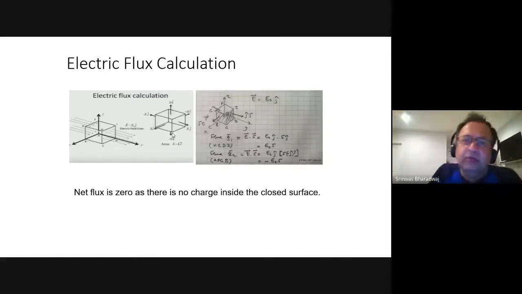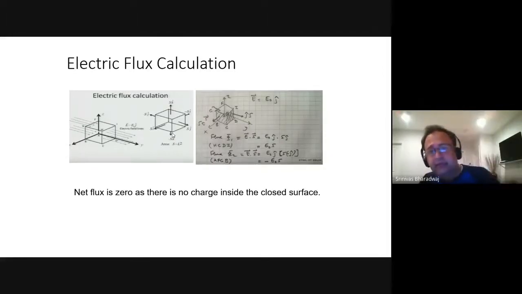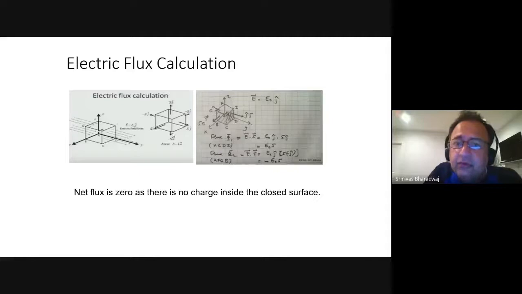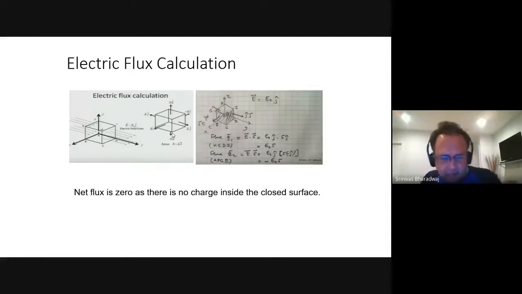So what is the magnitude? The magnitude is just the area. If you define the area, the magnitude will be the area. The direction is only normal. Now if you know the E, you look at his E. His E is like this.